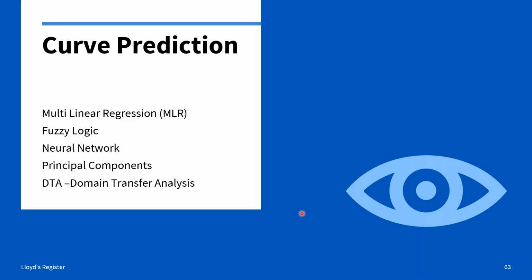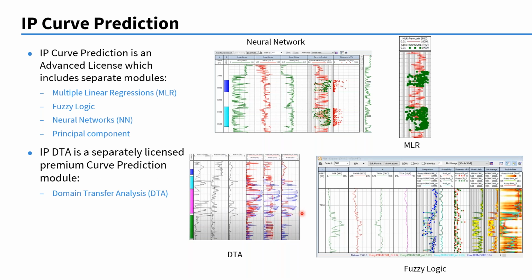Now let's look at the curve prediction modules in IP. This will include the multilinear regression methodology, fuzzy logic, neural network, principal components, and then DTA. The curve prediction modules in IP are an advanced license, which includes separate modules, as I mentioned. It includes the multilinear regression, the fuzzy logic, neural network, and the principal component. And these are some of the outputs that we get from those modules.